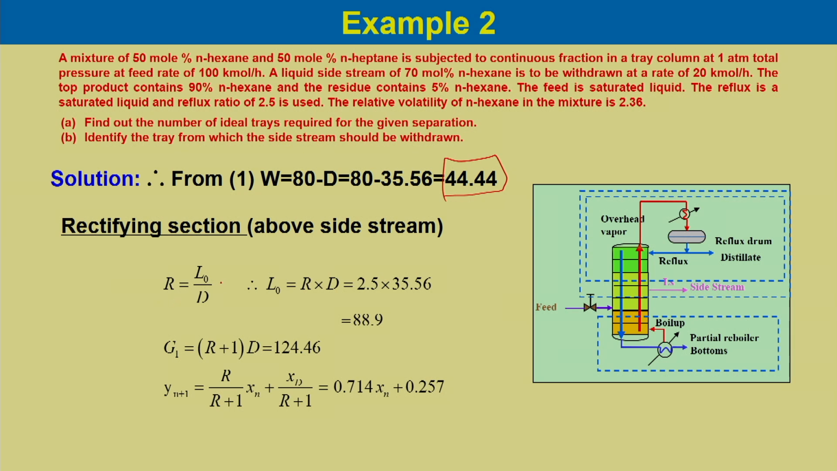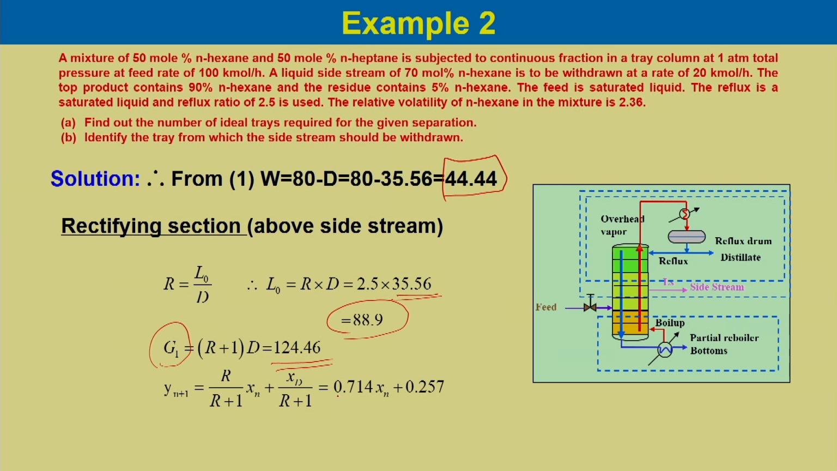Reflux ratio is L naught by D. So, L naught would be R into D, which is 2.5 into 35.56 distillate, so L naught is 88.9 kilomole per hour. G1 we can calculate, which is R plus 1 into D, which is 124.46, that is the vapor flow from the top tray. So, the equation of the operating line is y n plus 1 equal to R by R plus 1 into x n plus xD by R plus 1.